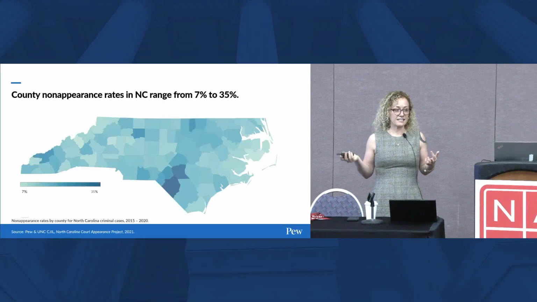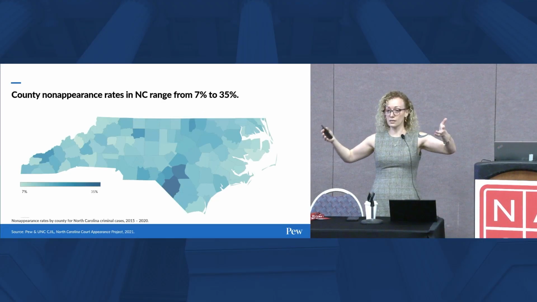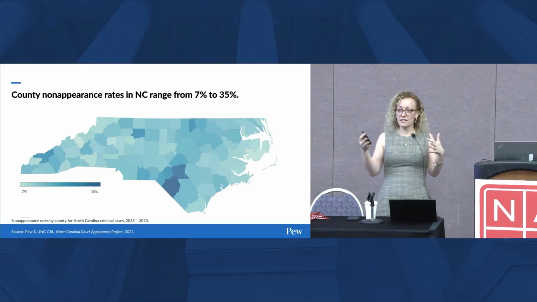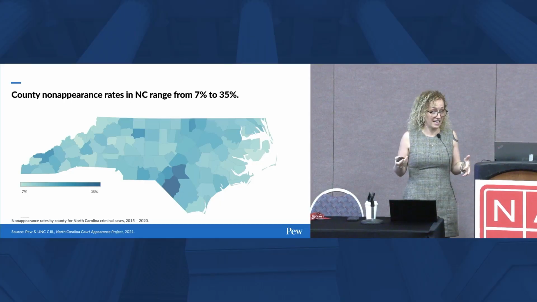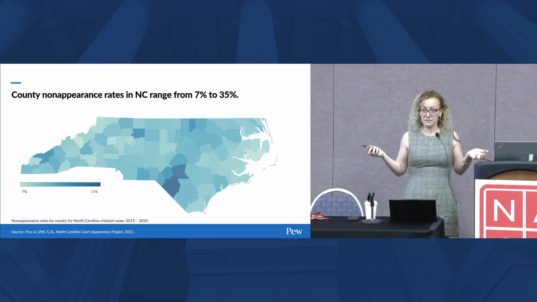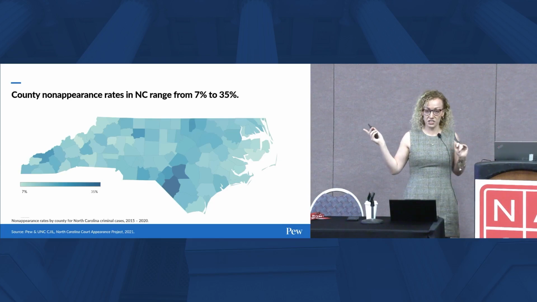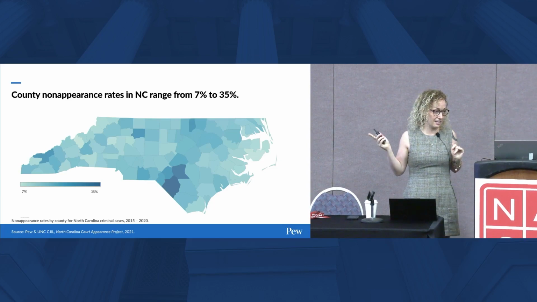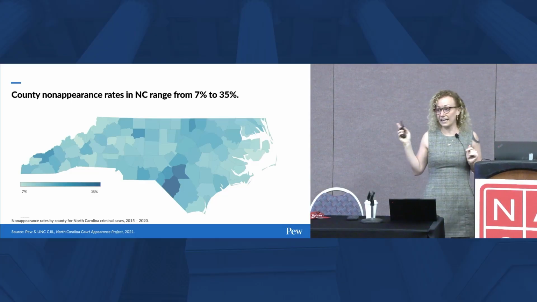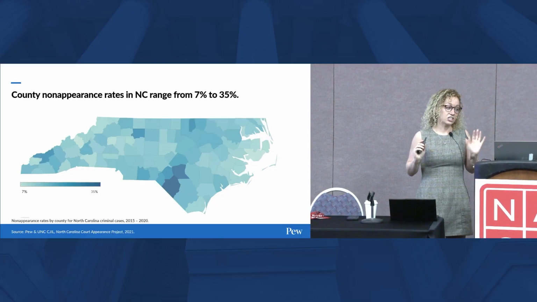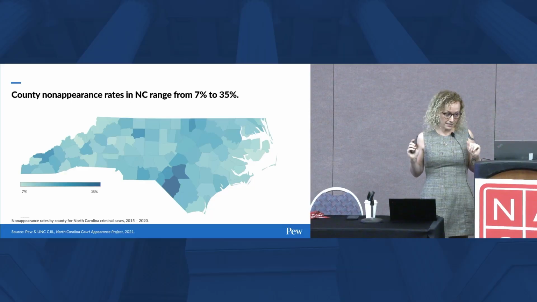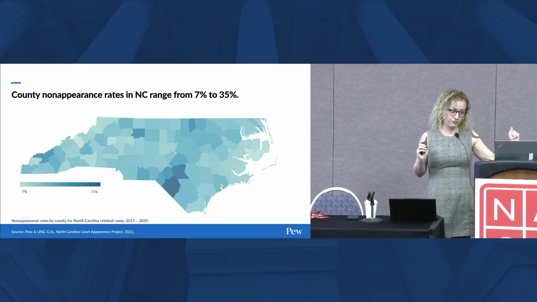And it makes sense in some of those places. You would assume there's a similar legal framework, there are similar policies at play, but even within the confines of one particular state, there are very large differences in missed appearance rates. This is from a project that our team did in North Carolina in 2021, and it looks at missed appearance rates by county. In the darker blue areas, there are higher missed appearance rates. In lighter blue, it's fewer.